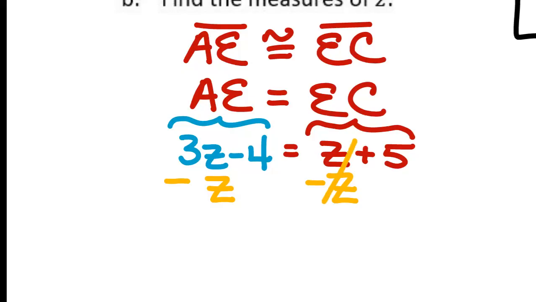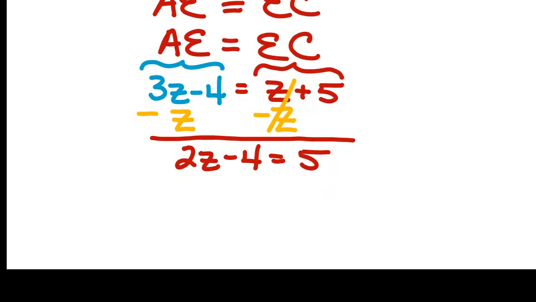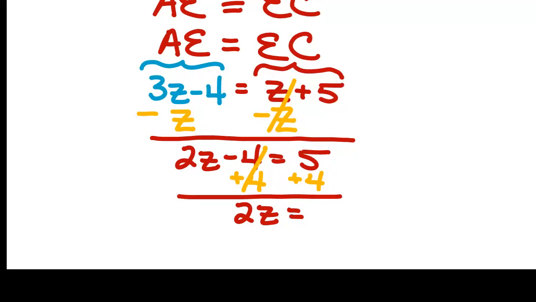What is 3z minus z? 2z. So 2z minus 4 equals 5. Then we add 4 to both sides. We get 2z equals what? 2z equals 9. Then we divide both sides by 2.